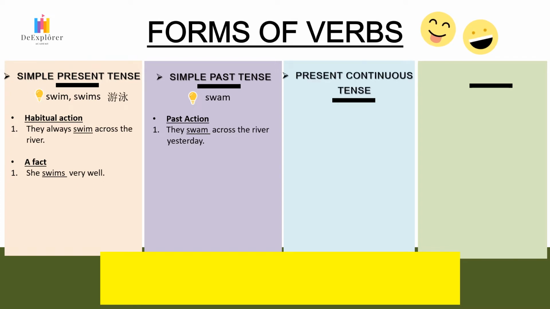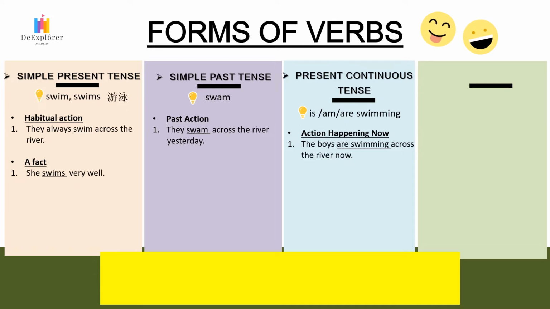Next is present continuous tense, and the verb is swimming. So with ing, and you need to use is, am, or are. And present continuous tense is, am, are, ing is used to show action happening now. 现在正在发生. And the sentence, the boys are swimming across the river now.